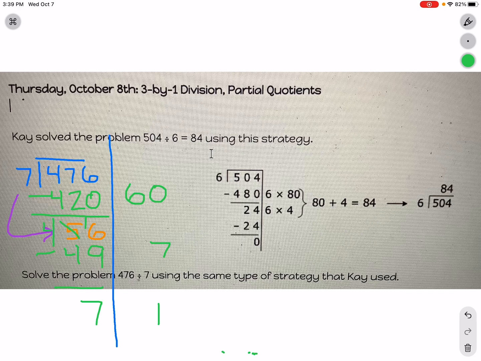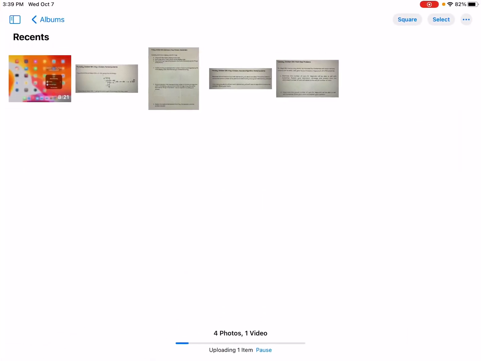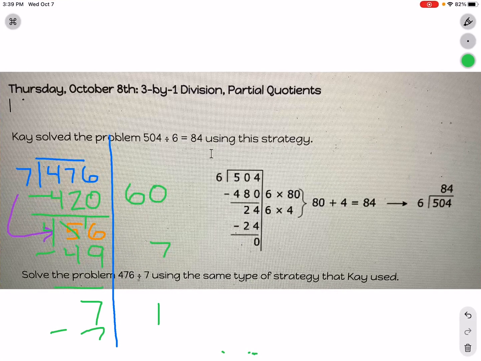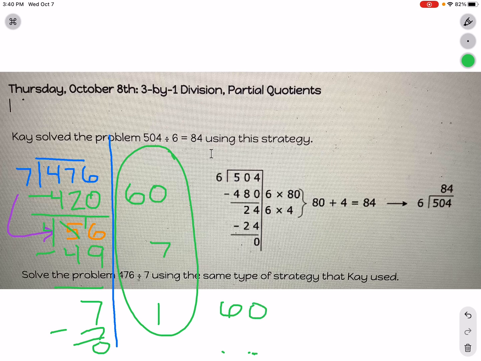Okay, well, we're left with 7 minus 7, which is 0. We have nothing. We have no remainder with this problem. But what's our answer here? Well, we have to add up these guys. 60 plus 7 plus 1 equals 68. How can I check my answer?